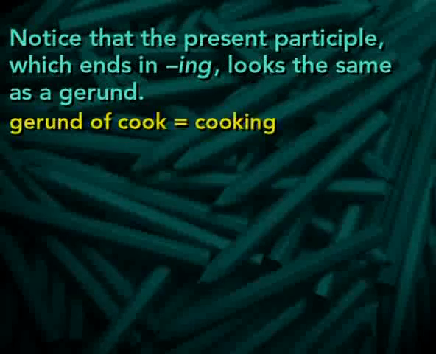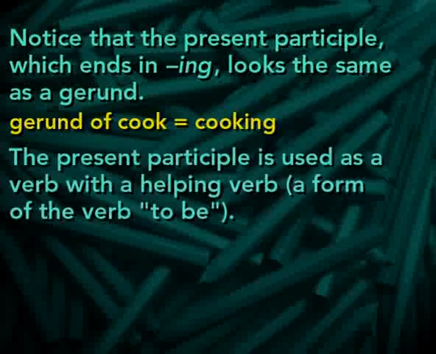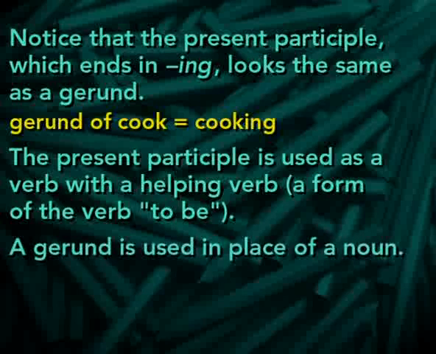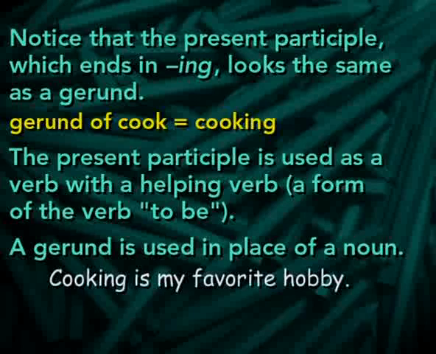The gerund form of the word cook is cooking. The difference between the gerund and the present participle is the way they're used. As we've seen, the present participle is used as a verb with a helping verb, which is a form of the verb to be. By contrast, a gerund, which looks the same, is used in place of a noun. Therefore, when you see an ing word being used as a noun in a sentence, that's really a gerund, not a present participle. So, for example, I might say, cooking is my favorite hobby.